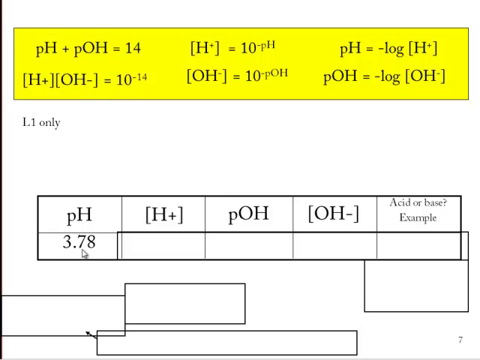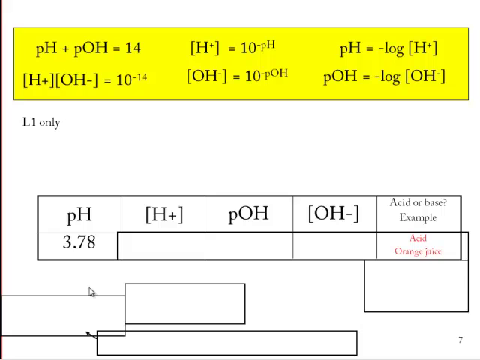The pH is 3.78. Let's figure out what the hydrogen ion concentration is, the pOH, the hydroxide ion concentration, whether it's an acid or a base, and even an example. Good strategy, pick the easiest one first. I think it's this one. I know that's less than 7, so it's an acid. And I know that's not particularly strong. Strong is like 1 or lower, and so I would say that's a relatively weak acid, like, say, orange juice.